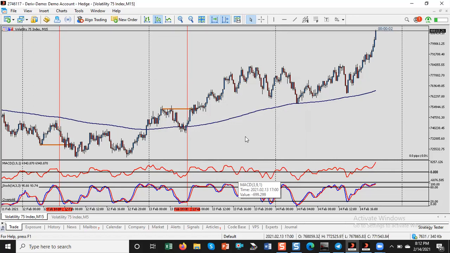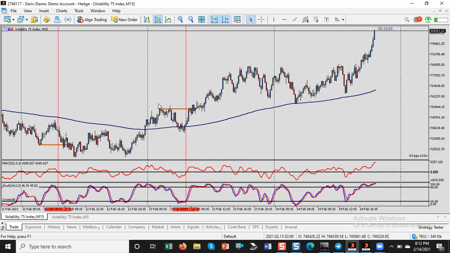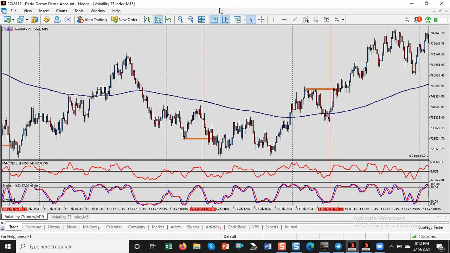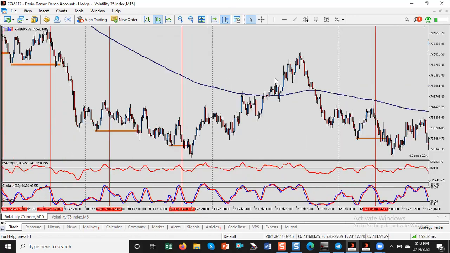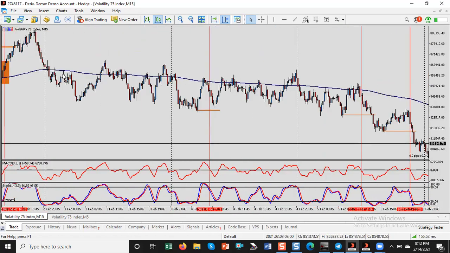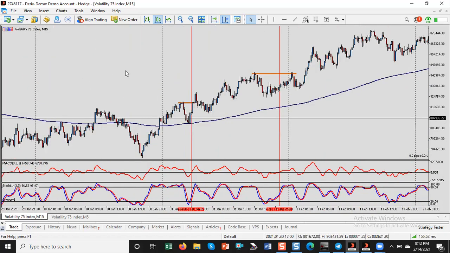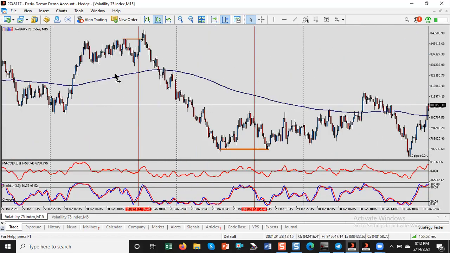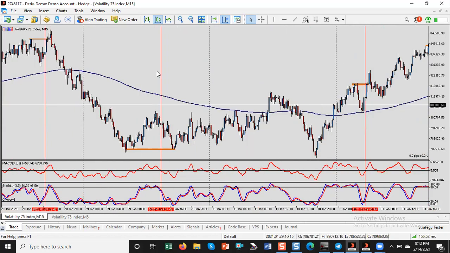So what are we looking for? We want to see price above the 200 exponential moving average before we buy. And we want to see price below the 200 exponential moving average for a sell. So let me go back a bit. Okay, let's start from here.